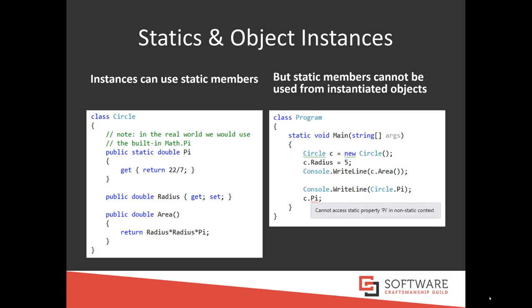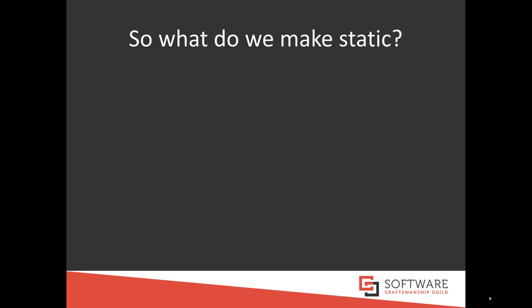Static members cannot be used from the instance object though. So in this code, I've created a circle object, I've set its radius to 5, and then I could write out its area. But if I try to write out c.pi and use pi like a property of the object, it's not going to let me do that. If I want to print pi, I have to call it directly from Circle. So Console.WriteLine Circle.pi.